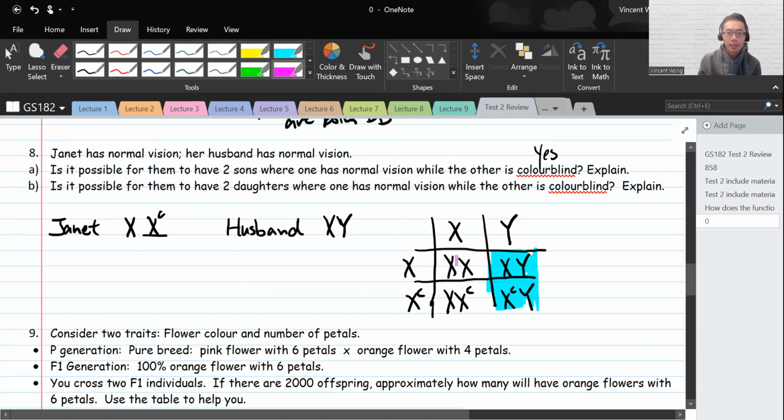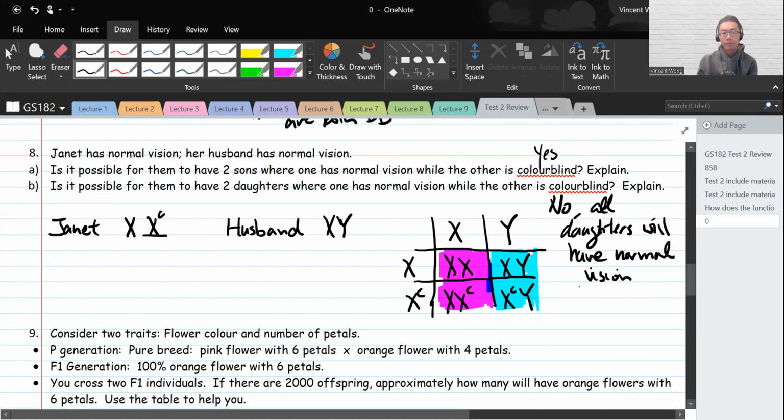What about daughters? These are the daughters. Is it possible to have two daughters where one is colorblind, the other is not? Take a look here. XX is not colorblind. XXC, that's also not colorblind, right? So this is no, not possible. All daughters will have normal vision. Any question about that?